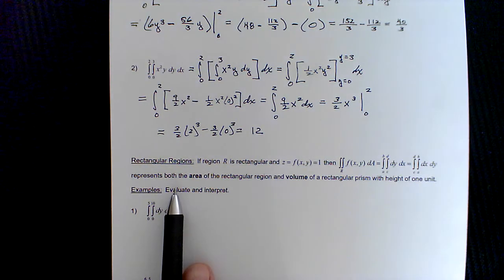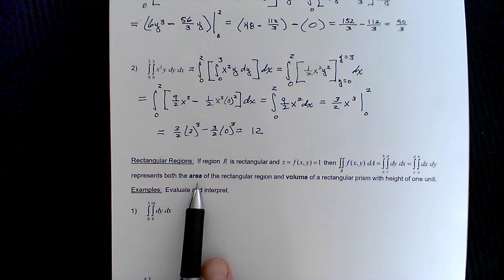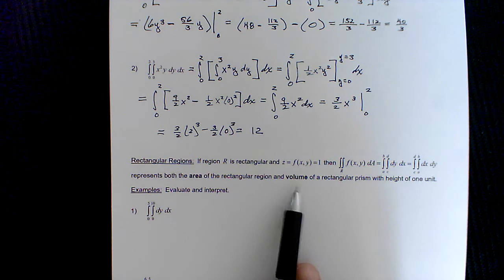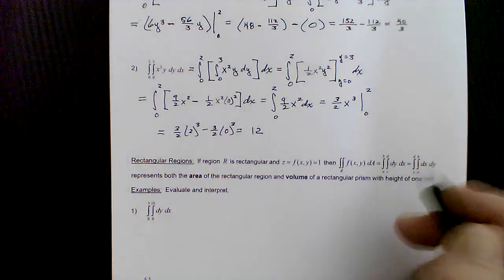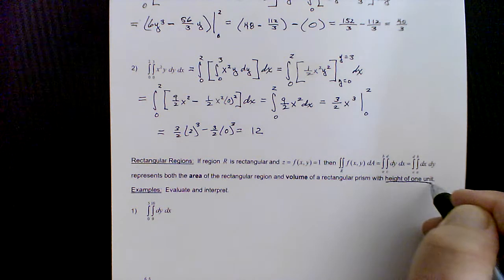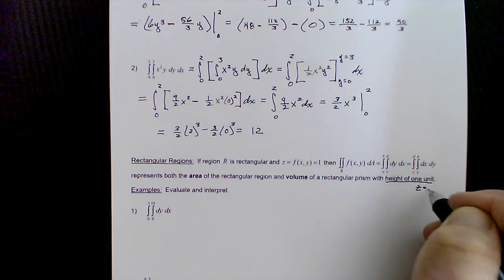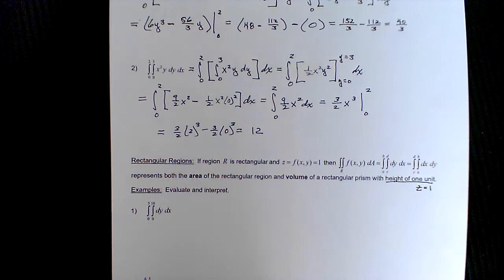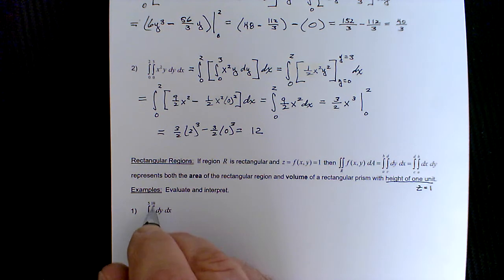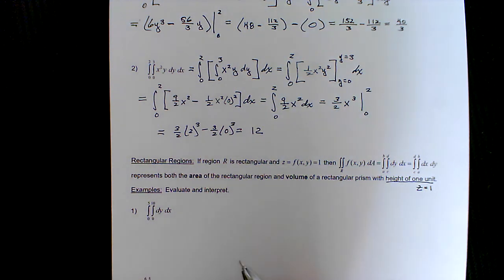So what they would represent is either the area of the rectangular region, or you can think of it as the volume of a rectangular prism, but with a height of 1, and that's because we're letting z be equal to 1. So if you see the situation, you could actually just take the difference between the limits of integration for each variable and just multiply those differences together.